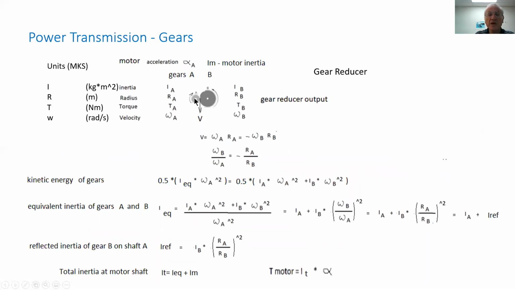And similarly, when we have gear transmission, we have the same thing. We go through the formulation derivation: the reflected inertia of gear B on a shaft which drives gear A is given by the inertia of gear B about its own axis times the ratio of the radius of the driving gear divided by the radius of the driven gear, squared.